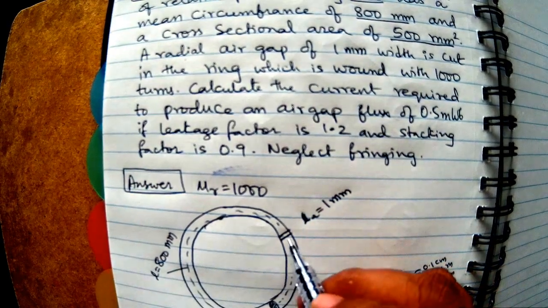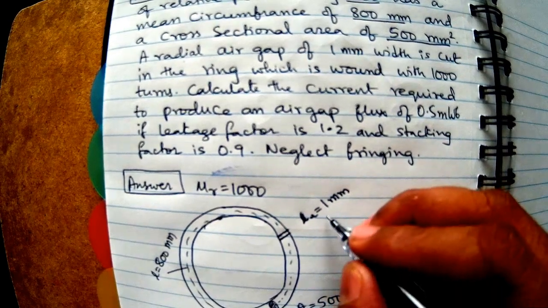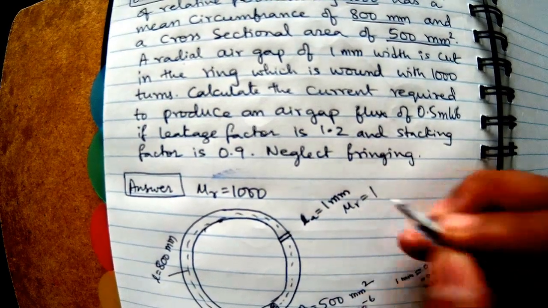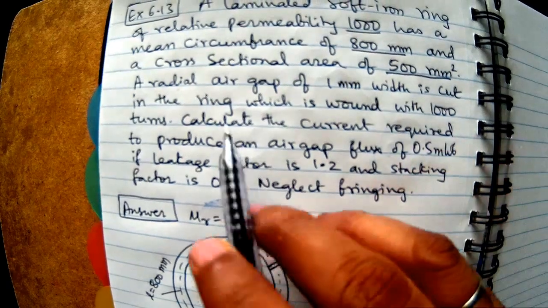So there is the air here. So what is the mu r for air? So relative permeability for air is 1, that we all know.